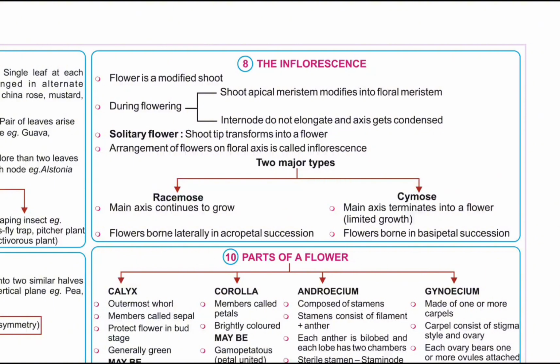The inflorescence. The flower is a modified shoot. During flowering, the shoot apical meristem modifies into floral meristem. Internodes do not elongate and the axis gets condensed. Solitary flower, the shoot tip transforms into a flower. Arrangement of flowers on the floral axis is called inflorescence. Two major types of inflorescence are racemose and cymose. In racemose, the main axis continues to grow, and in cymose, the main axis terminates in a flower. They have limited growth. Flowers are borne laterally in acropetal succession in the case of racemose, and in the case of cymose, flowers are borne in basipetal succession.